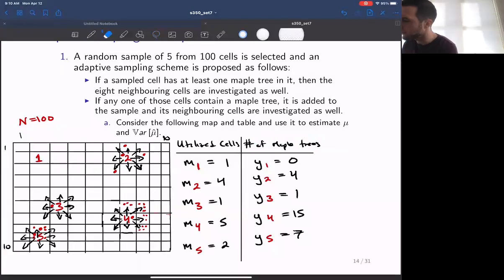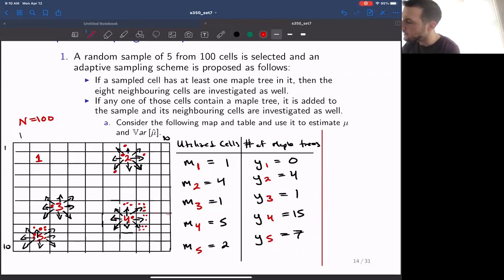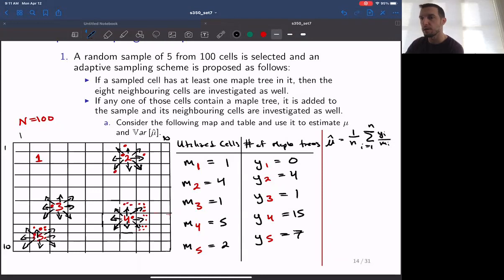All right, so if not, I'll just use this room on the side here to show how we would work through this process. It's going to be a bit tight. All right, so we have mu hat is equal to 1 over little n times the sum from i equals 1 to little n of yi over mi. So you can see that this is very similar to a ratio estimator in its form.